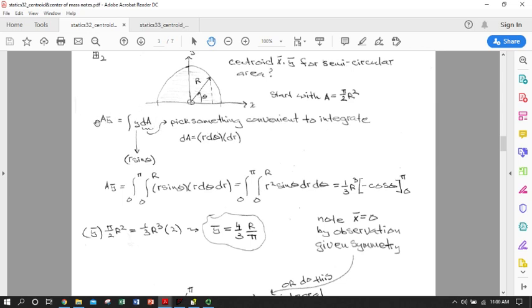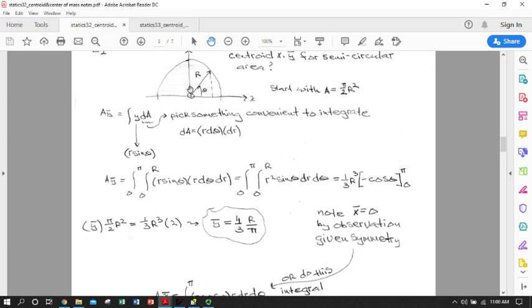Our area was pi over 2 R squared. So we just do some division, and we can write our y centroid as 4/3 big R over pi. So if we think about pi being a little over 3, that's 4/9 R, just shy of halfway. So our y centroid is coming in right around here, which makes sense. We would definitely expect it to be less than 1/2 R.